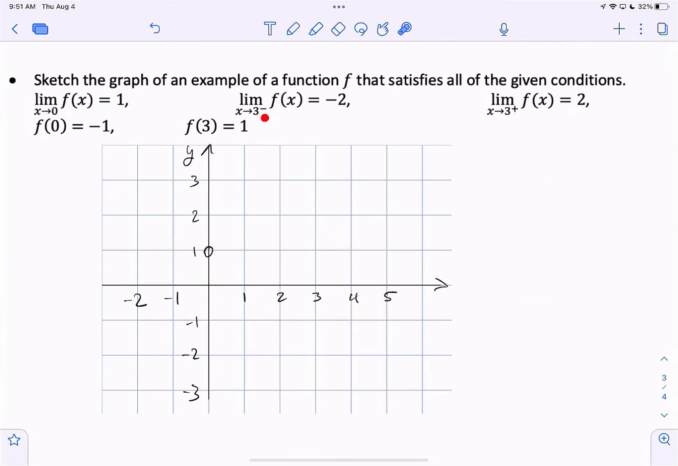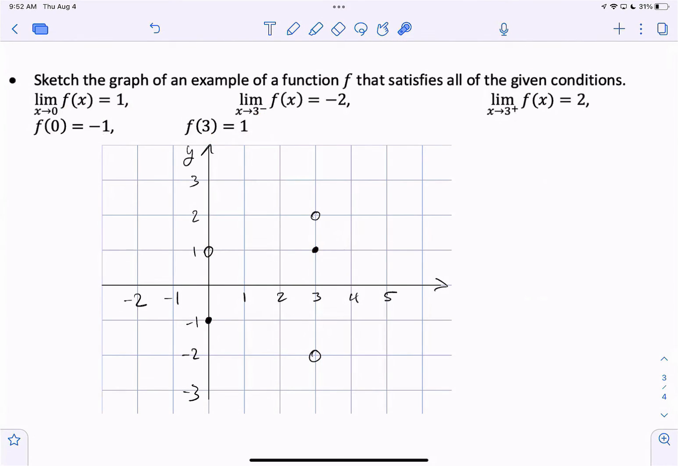And then as x approaches 3 from the minus side, I should be approaching negative 2. And so I'm going to put a little open circle at 3, negative 2. As x approaches 3 from the positive side, the limit is 2, so I'm going to put a little open circle at the point 3, 2. Then f of 0 is equal to negative 1. I'm going to put a point on the y-axis at 0, negative 1. And then for f of 3 equals 1, I'm going to put a point there as well.